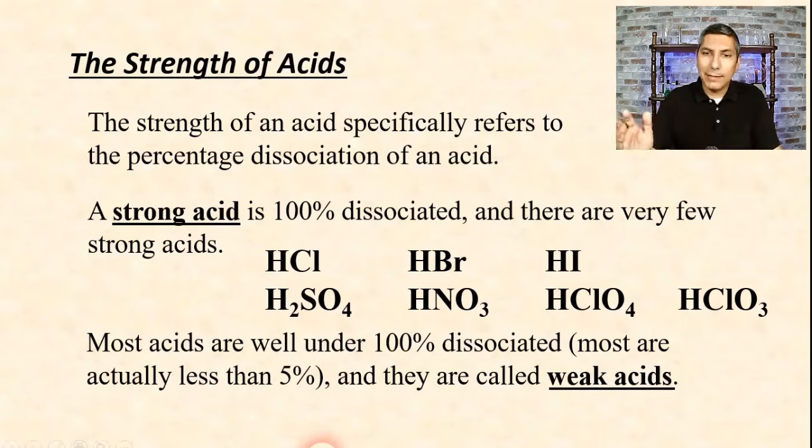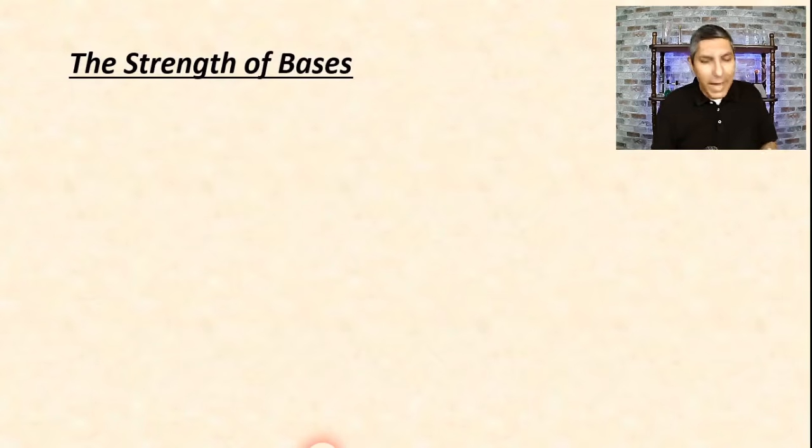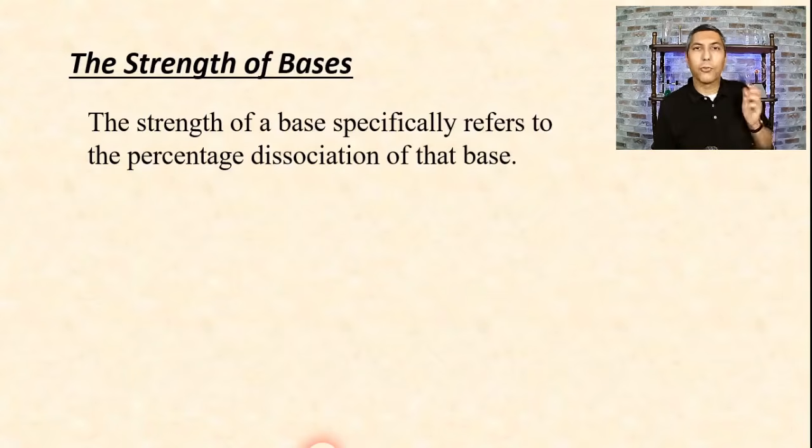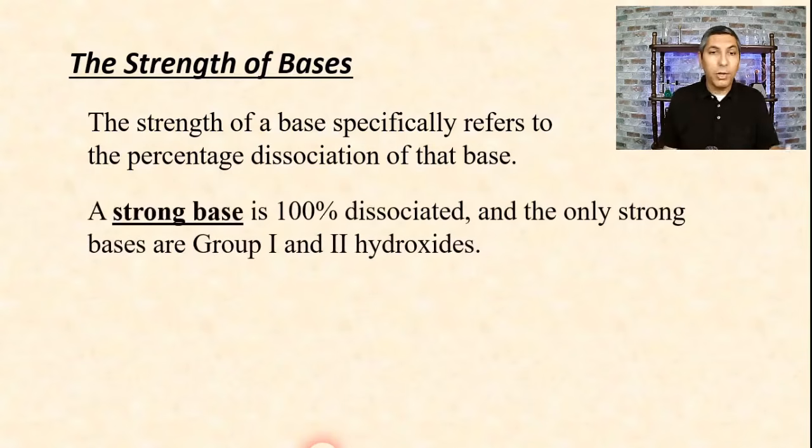Now, if we have strong acids, I guess we have strong bases, don't we? And we can say the same thing for strong bases. The strength of a base specifically refers to how much that base dissociates, how much it breaks apart into its ions. And really, there are only a few strong bases. The strong bases are 100% dissociated, where every single one of the particles is broken apart into its ions, where every single one of those particles has ions swimming around in solution. And your only strong bases are the group 1 and 2 hydroxides.